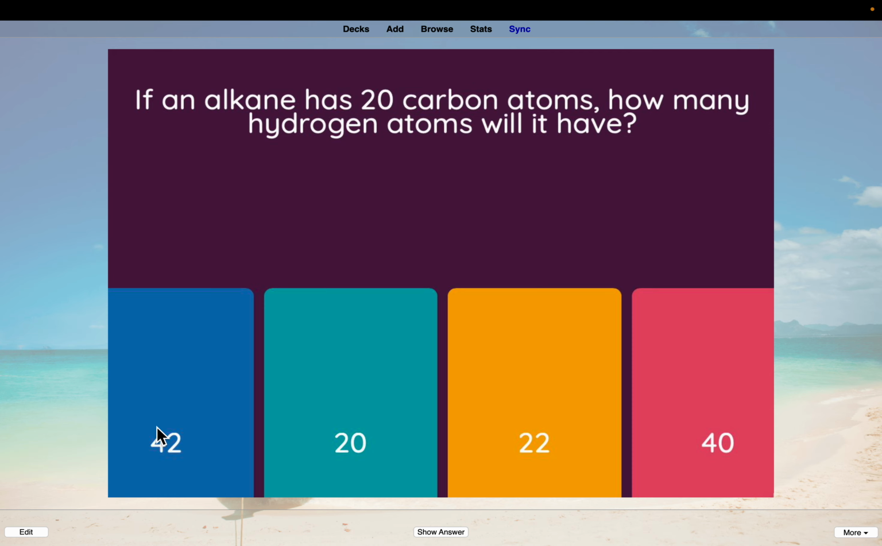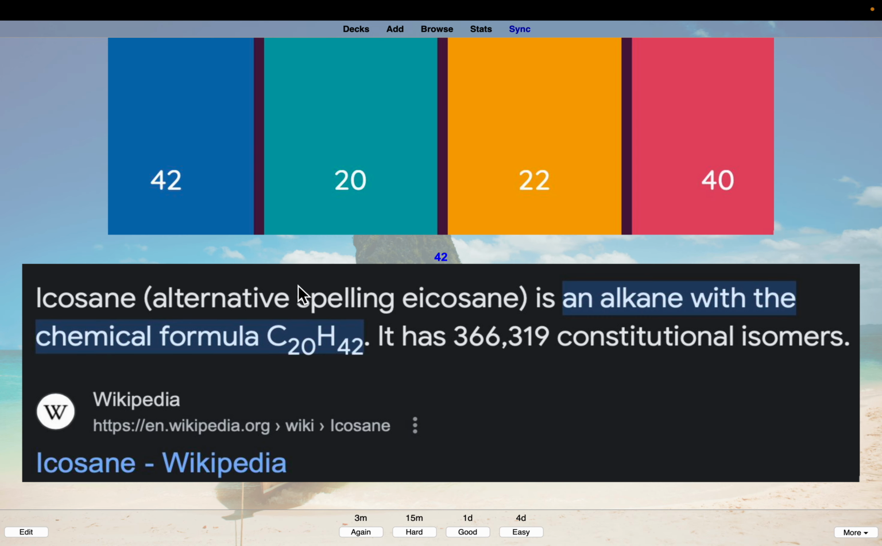18 carbon atoms will have two hydrogens each, and for the remaining two carbon atoms on each end, one at the very left and the other at the very right, they'd have three hydrogen atoms each. So that would amount to 6. 36 plus 6 is 42. 42 is the answer. Okay. The chemical formula of this kind of alkane is C20H42.